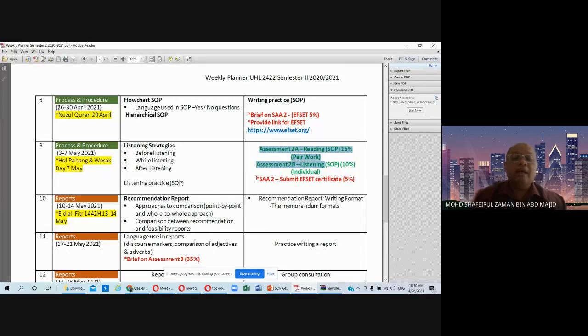Next week as well, for the second meeting, you are going to submit the FSAT certificate. Once you go to the FSAT website, you are going to do the self-access activity, and after you have completed the activity, you will be given the certificate. Please save the certificate because there are two parts that you need to complete, part A and part B, and you need to attach it later in our Google Classroom. So that is what we are going to have for the remaining weeks on process and procedure.